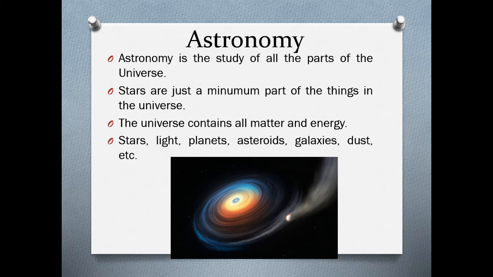So when they change the composition through something that is called fusion and fission, they start creating light, and that's how it is possible for us to observe light from incredible distances around the space.